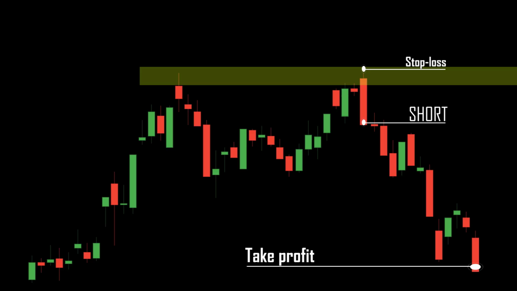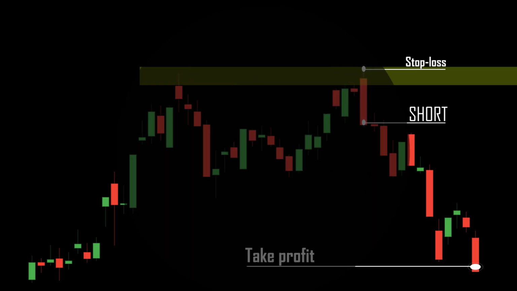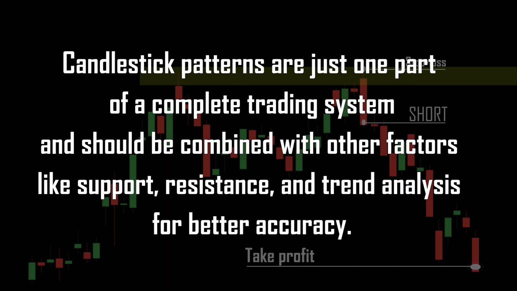I hope this example helps you understand how to integrate candlestick patterns into real trading scenarios. Remember, candlestick patterns are just one part of a complete trading system and should be combined with other factors like support, resistance, and trend analysis for better accuracy.